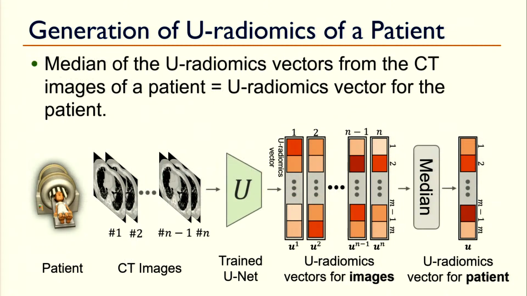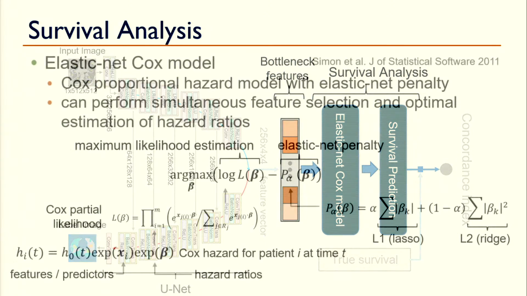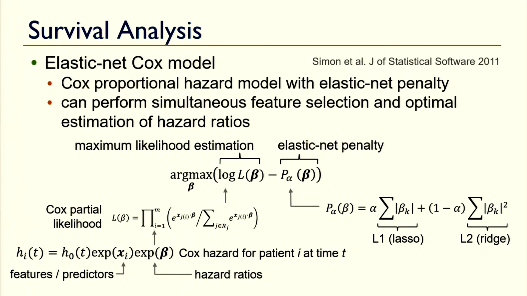Once U-radiomics vectors are obtained from all the CT images of the patient, the median of these vectors is identified as the U-radiomics vector for the patient. In the second part of the U-radiomics model, the feature vector from the bottleneck layer of the U-net is subjected to a survival analysis. For the survival analysis, we use the elastic net Cox model, also known as the Cox proportional hazard model with elastic net penalty.